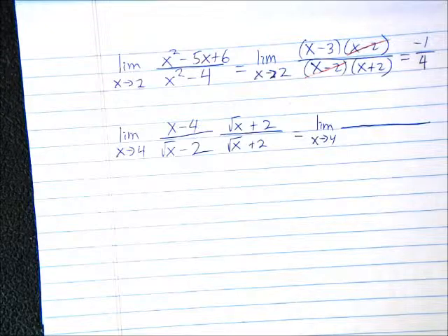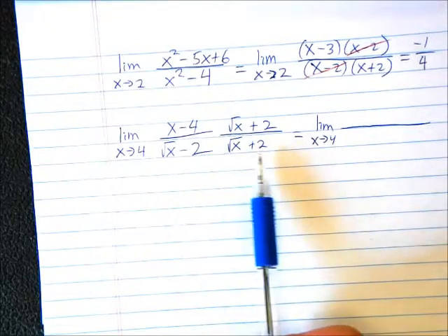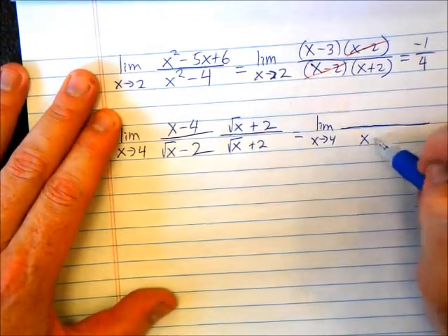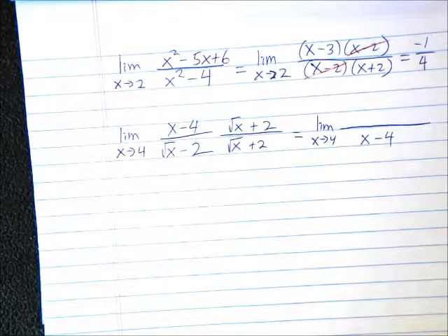Foil it out. If you don't believe me, check it. The middle two terms cancel out. That's why we changed the sign in the middle. It makes the middle two terms cancel out, which gets rid of the square roots. You get x minus 4.